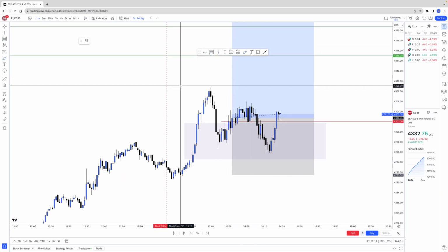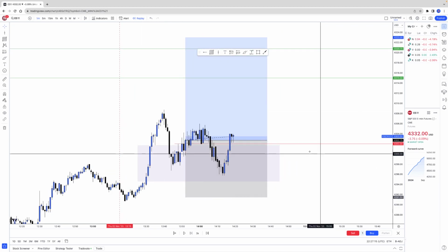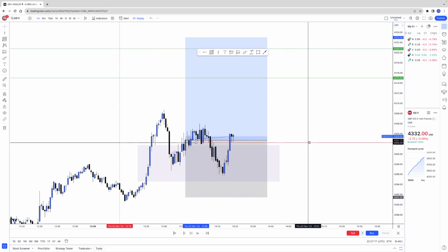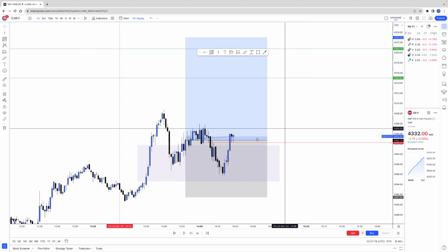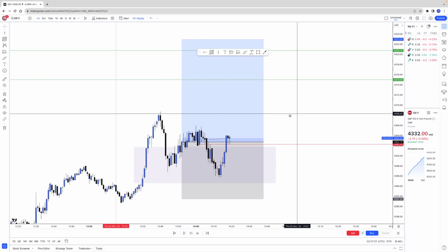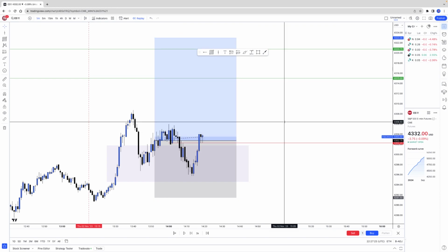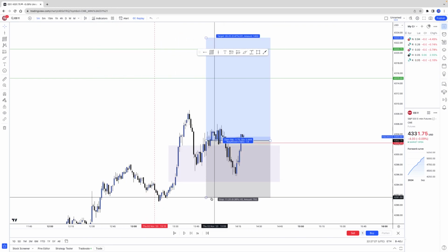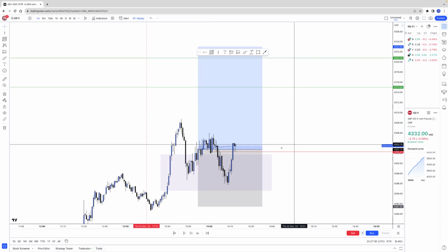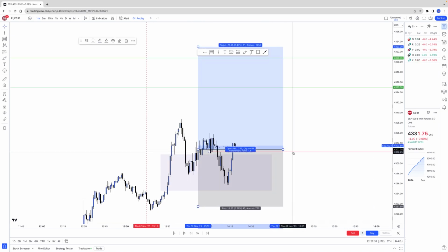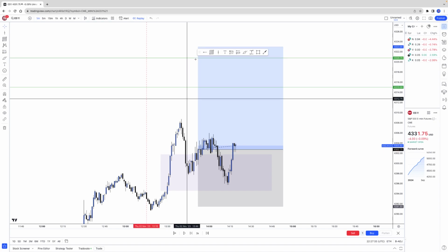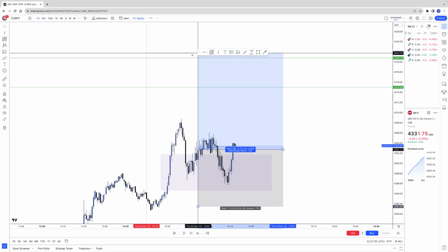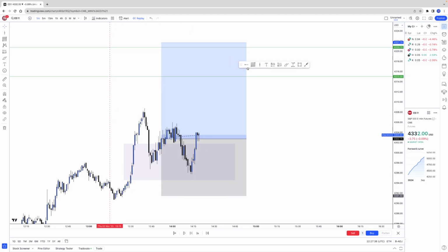I have to delete this. So as you can see, we broke structure again to the upside right here, and as price was drawing down, that's when I entered another bit of my position just to level it up with this one. I just had two positions basically at the same entry and stop below this low, and then we'll see how this pans out. So I'm going to delete this 1 minute break of structure, and these are my only two take profits on this trade.